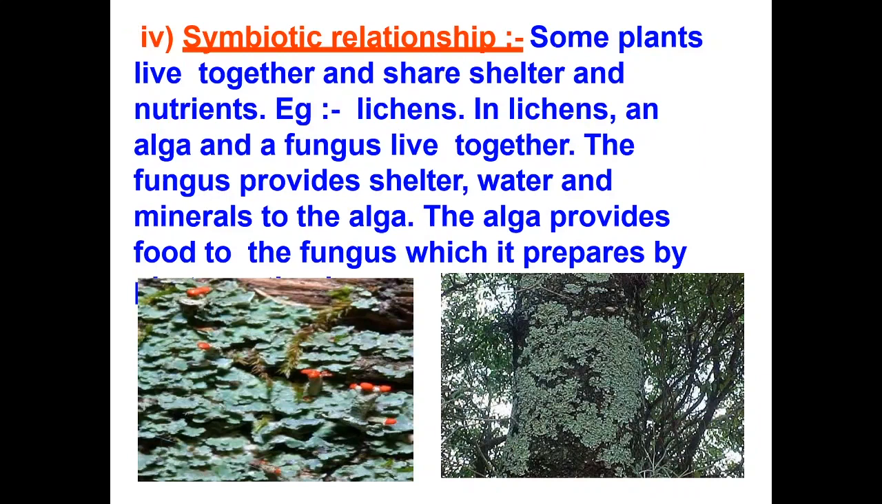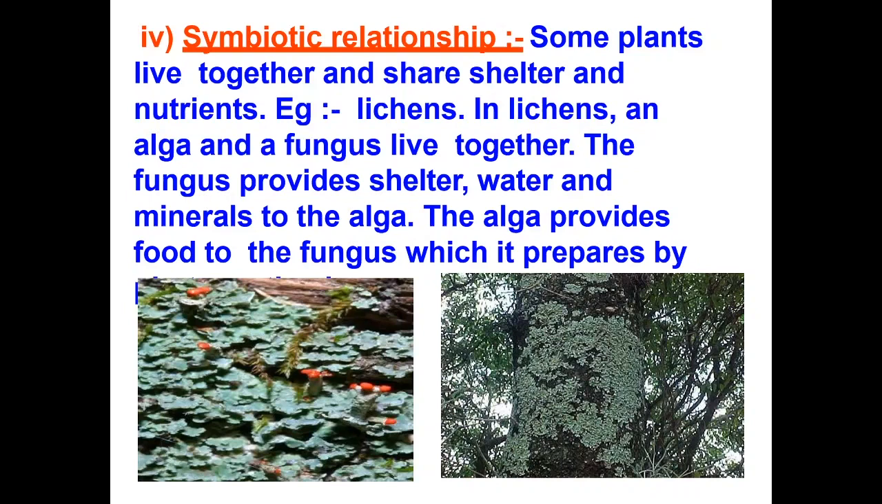Next one is symbiotic relationship. Some organisms live together and share shelter and nutrients. This is called symbiotic relationship. For example, certain fungi live in the roots of trees. The tree provides nutrients to the fungus and in return receives help from it to take up water and nutrients from the soil.